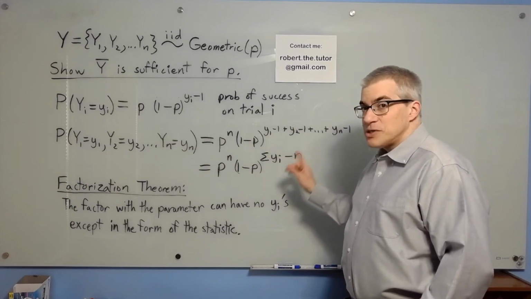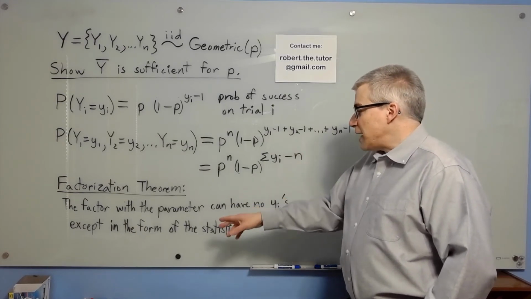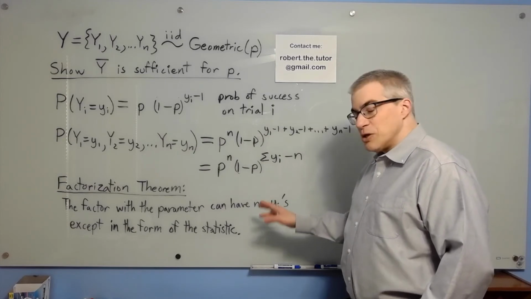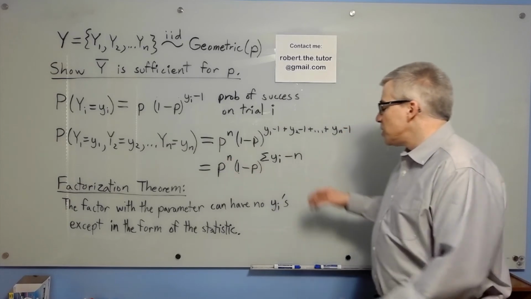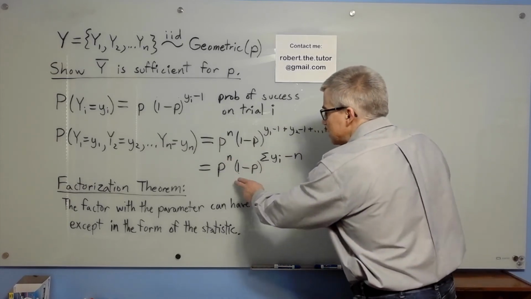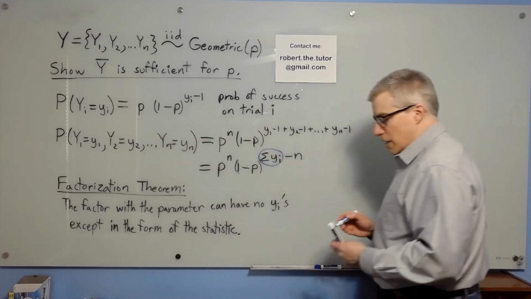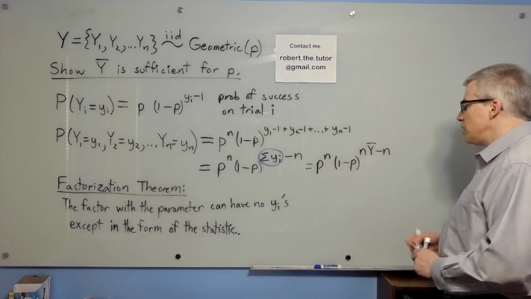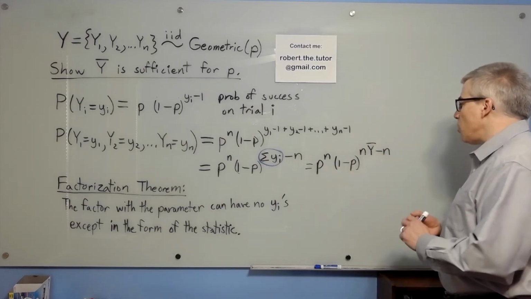Now, the factorization theorem, to check if this is sufficient: the factor with the parameter can have no yi's except in the form of the statistic. If we look at this, the only yi's that show up are in the form of the sum of yi. There, now it's written specifically in terms of y bar. The important thing here is that there are no y's at all other than that.